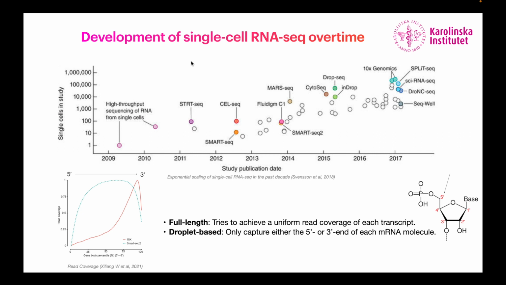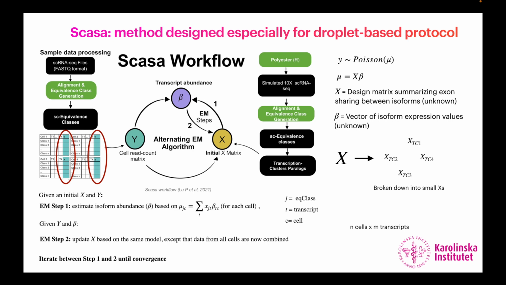A good example is illustrated in this diagram. SMART-seq2, which uses a full-length single-cell RNA-seq protocol, follows a pretty uniform read coverage. Whereas on the other hand, 10x, which uses the droplet-based technique, has a non-uniform distribution peaked near the end of the gene body. Several methods have been developed in recent years to estimate isoform expression for the full-length method, but so far, no method has been developed to address the prime bias problem. To fill in the gap, we developed Scasa, a method to estimate isoform expression for droplet-based single-cell RNA-seq technologies.